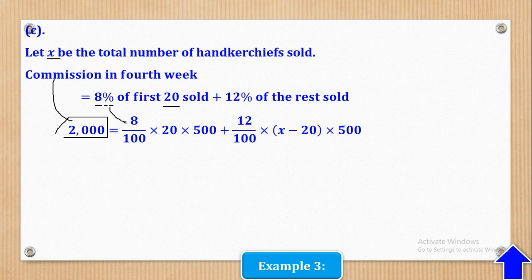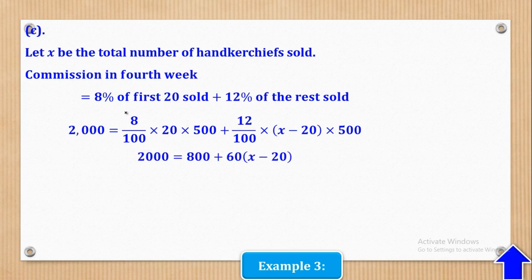So this one is for the commission. Then 8% is 8 over 100. Of means multiplication. Then the first 20 is that 20. And the price for each was 500. That's why I put 500. Then here we shall put 12%, which is 12 over 100. Of means multiplication. Then the rest will be this total X minus this first 20 to come up with X minus 20. Then multiply by the price for each, which is 500. So next we shall be simplifying. So when I simplify this, I'll come up with 800, and when I simplify this, 12 over 100 times 500 will give you 60, and this X minus 20 will remain there.